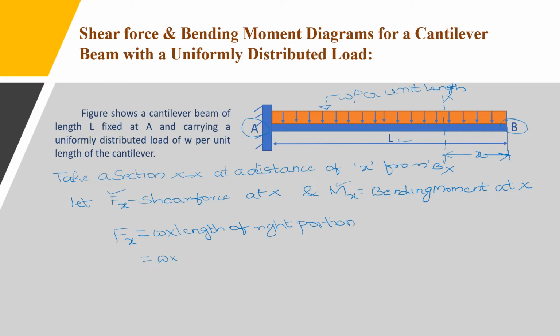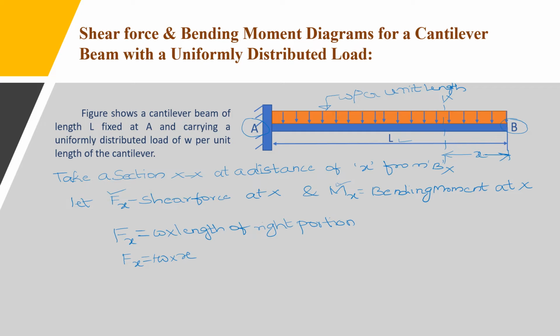The force is acting at a distance of X, and it is downward. We know the sign convention of the shear force: when the resultant force on the right portion is acting downwards, it is considered positive. So here the shear force at XX is positive. So Fx equals plus W into X. This is the shear force equation, and in this, X is the distance.